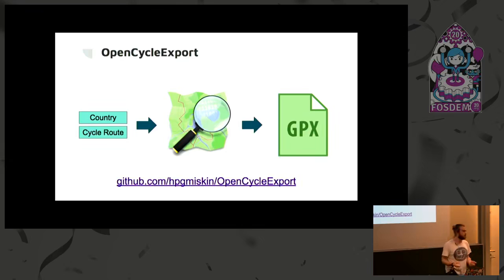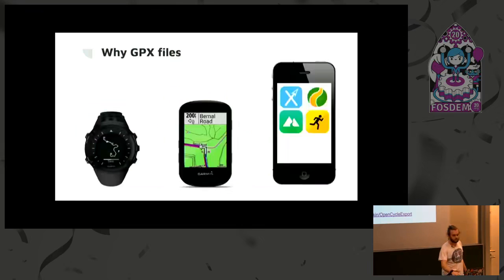So why a GPX file? GPX files are portable to many different devices. So you could follow the route on your watch, on your cycle computer, or there are many, many apps available that you can use to follow GPX tracks.